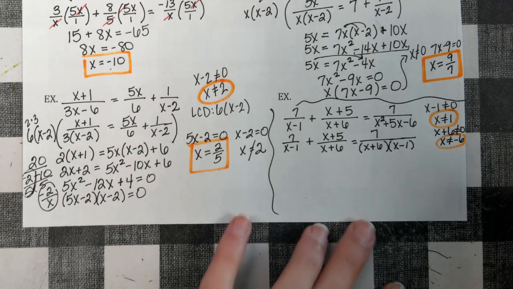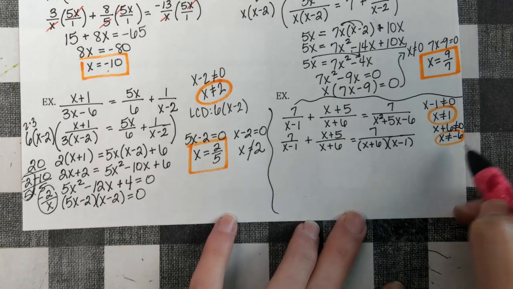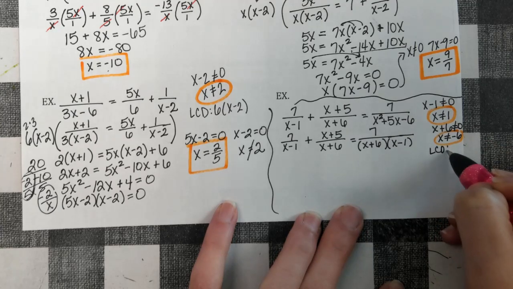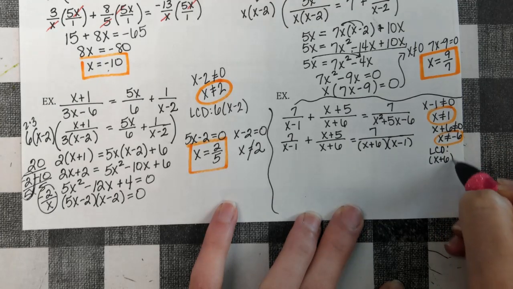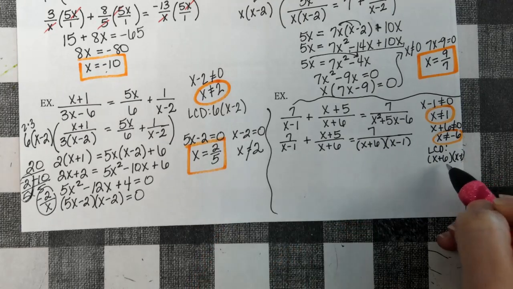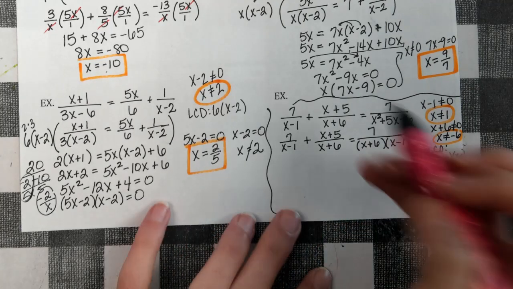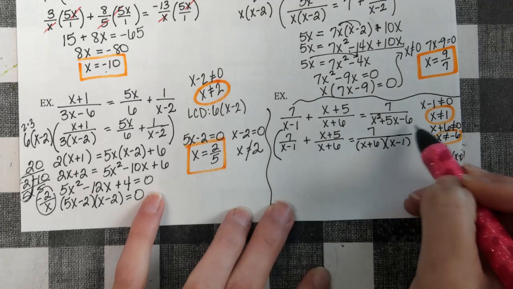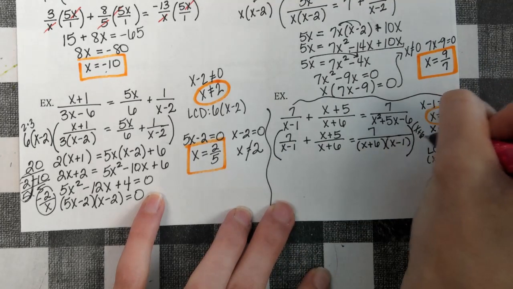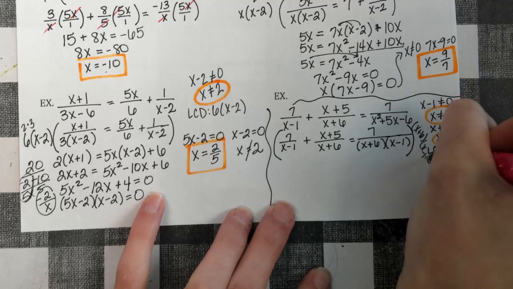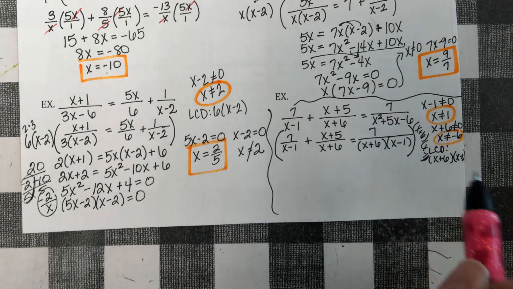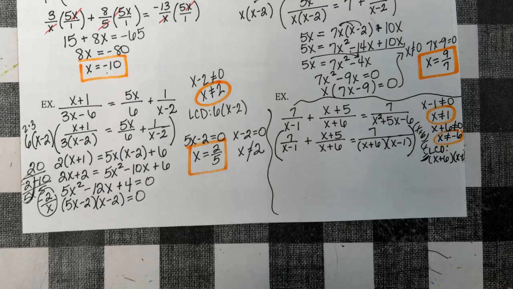What's my LCD going to be? x plus 6, x minus 1. I'm squeezing it right there, but that should be x plus 6 times x minus 1. And so I'm going to multiply the entire equation by that x plus 6 and x minus 1. I wrote it sideways. Just spin it how you can. Okay.